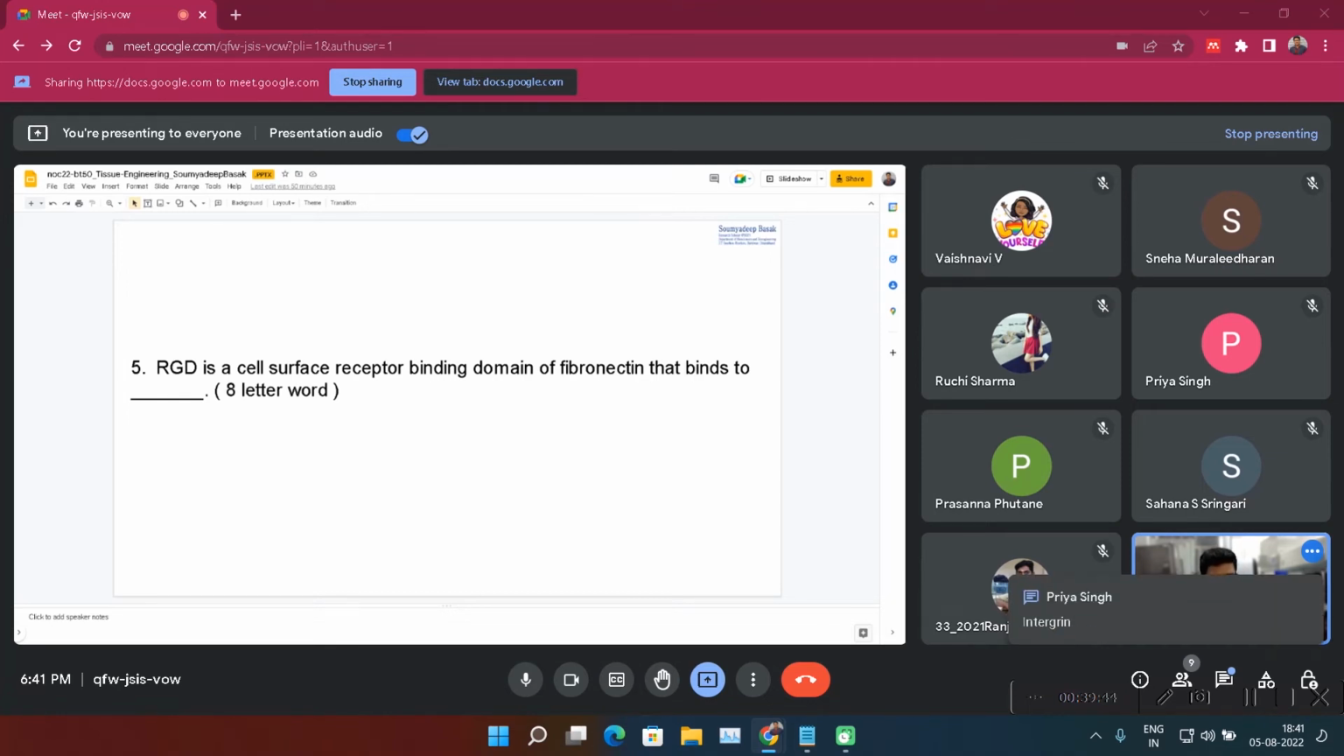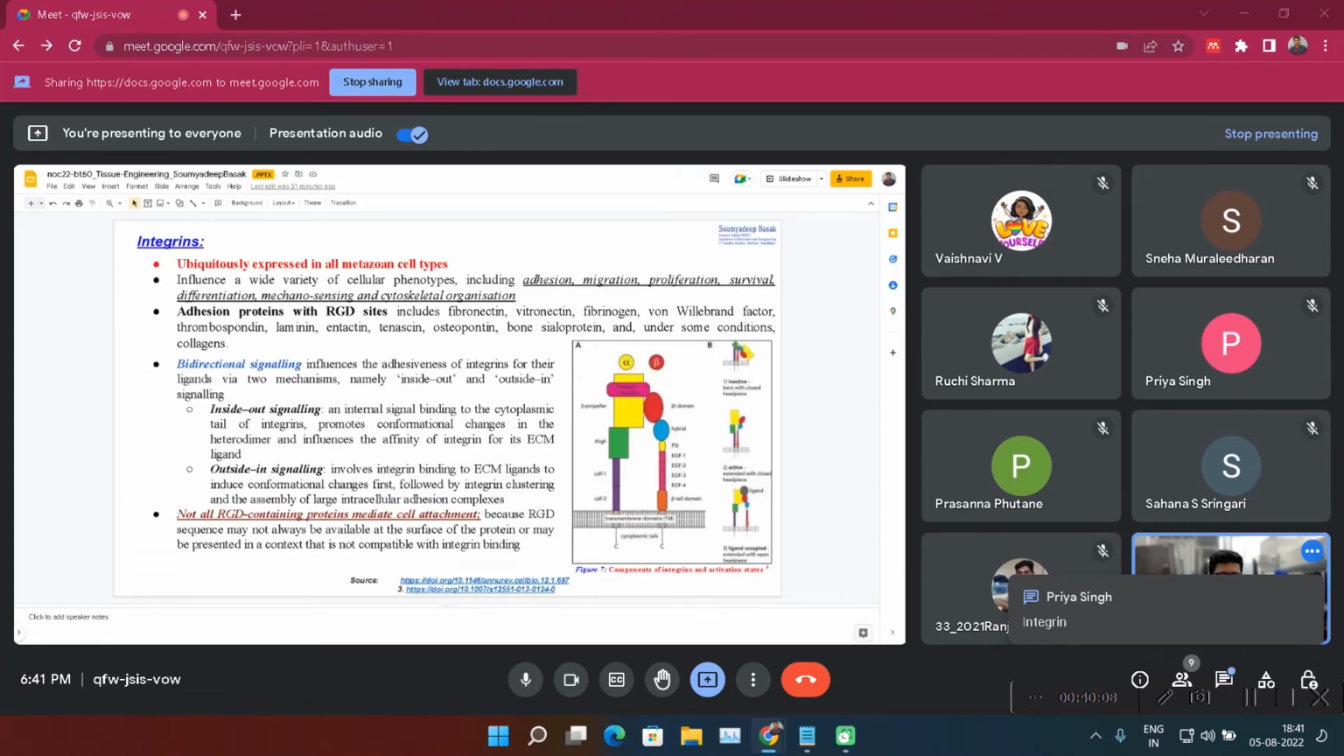Yes, it is the integrins. Integrin is an 8-letter word. So the RGD of fibronectin interacts with integrin. Now, why I have put this question: I wanted to talk about integrins in a little bit more detail.